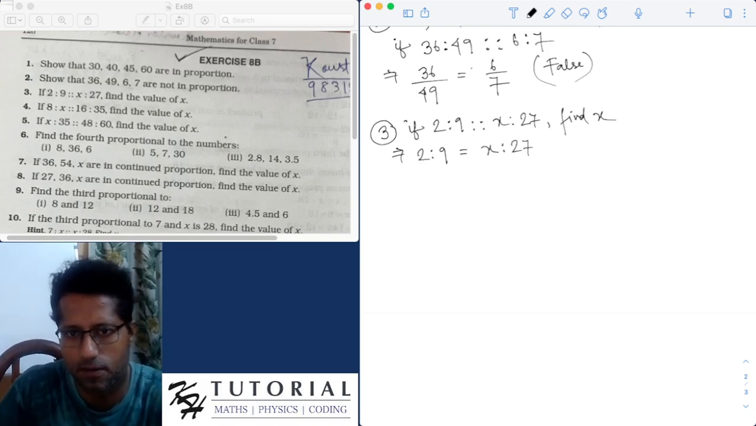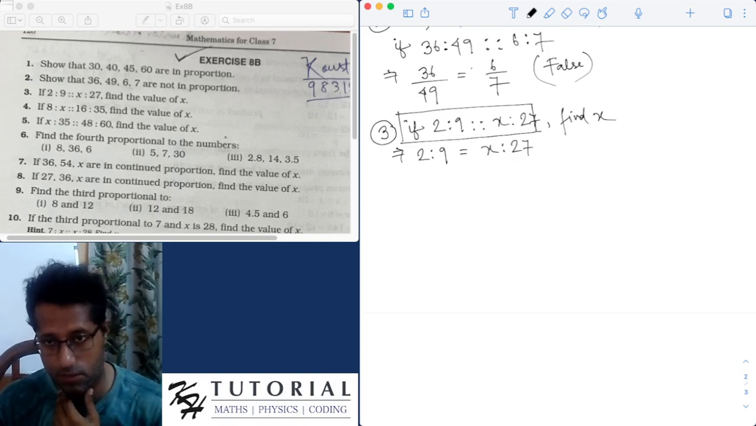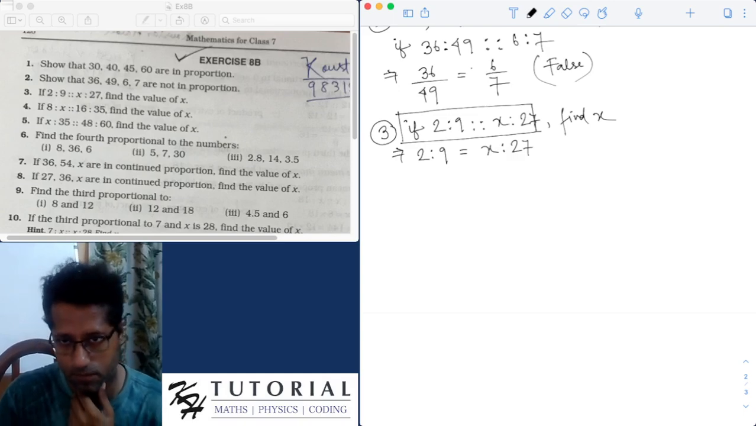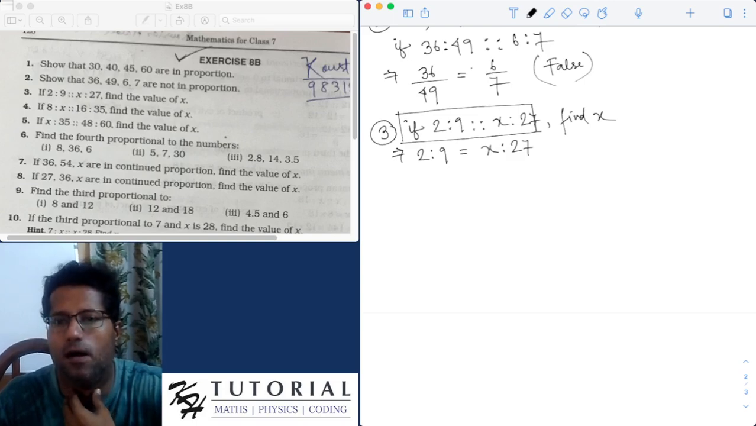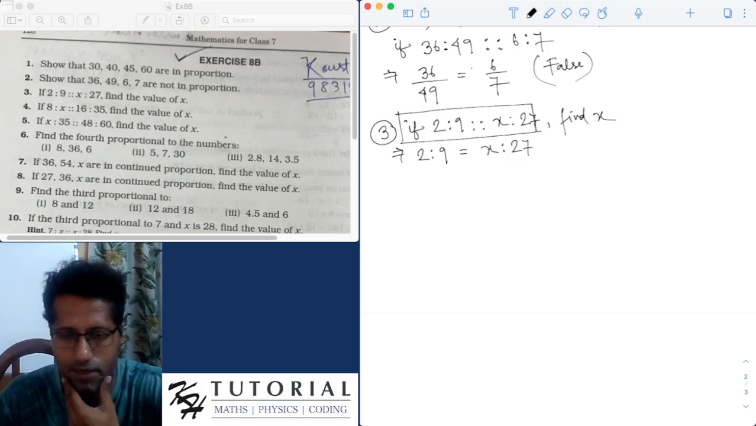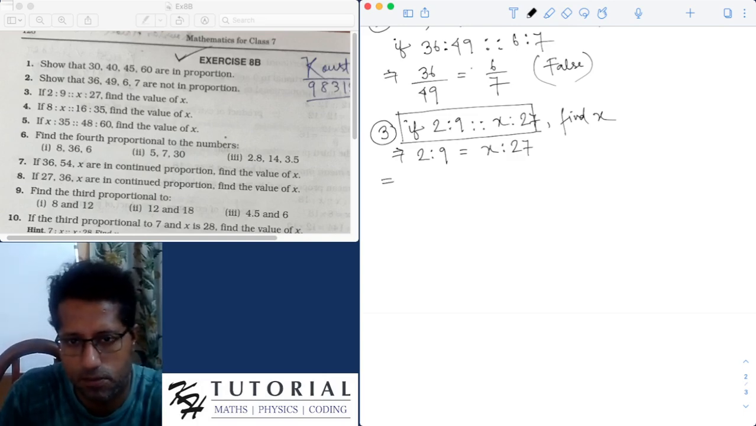If this notation is used, it means that 2 is to 9 is in proportion, 2 is to 9 equals x is to 27. Now whatever you see inside the box actually means that 2, 9, x and 27 are in proportion. And so from that statement we can say that 2 is to 9 equals x is to 27. Now the ratio 2 is to 9 is nothing but 2 by 9, and we have 2 by 9 equals x by 27.